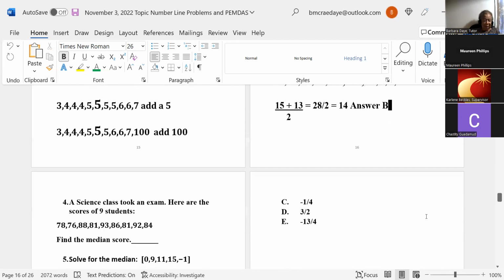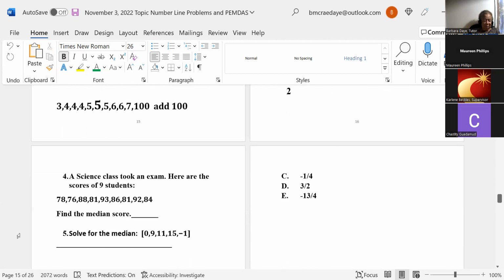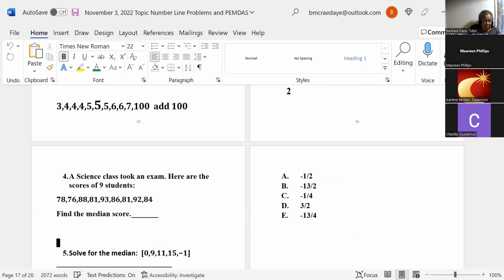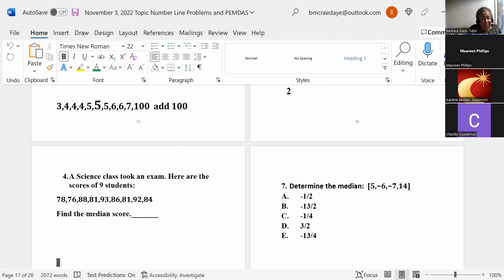Okay. All right. Here's another one for you to try. Just like the other one, put them in order. And here you've got 9, so that means one number is going to be sitting right there in the middle. So put them in order. You can use increasing or decreasing. And then tell me which one is in the middle.